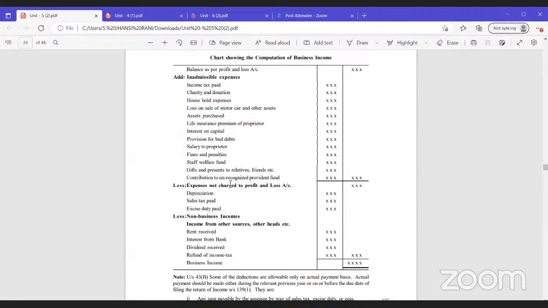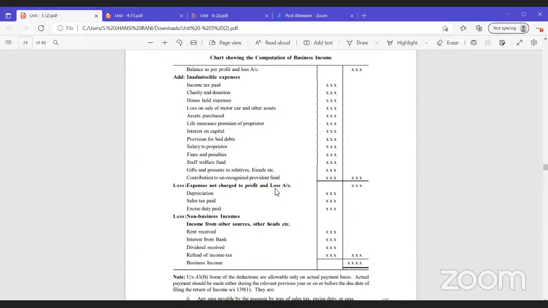Next we have expenses not charged to profit and loss account. For depreciation, according to my own wish, I would take whatever percentage I want and write whatever depreciation I want to show. But it is not like that. The income tax department has given certain percentages for us.